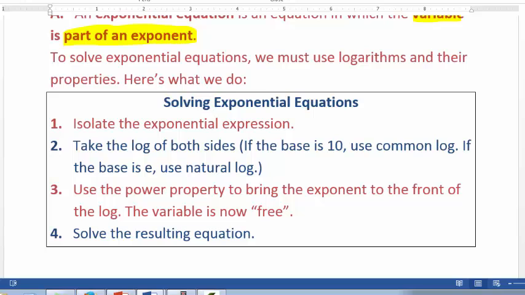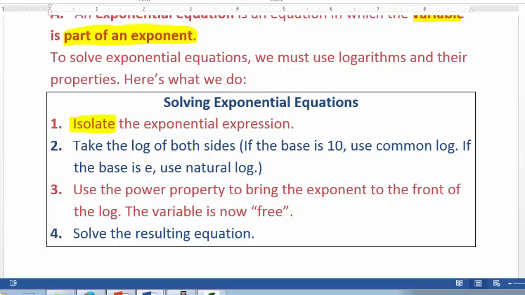So here's what you do to solve an exponential equation, right? The first thing, and this is pretty much a common theme in a lot of these types of equations we did, like absolute value equations was a good example, radical equations was another example. You want to isolate the exponential expression, right? Because if you remember when we did absolute value equations, we wanted to isolate the absolute value expression. When we did radicals, we wanted to isolate the radical expression. So here we want to isolate the exponential expression.